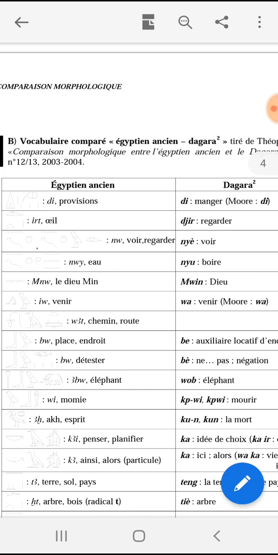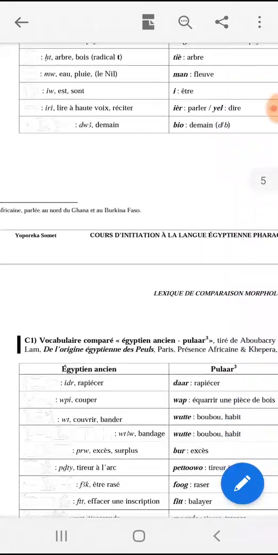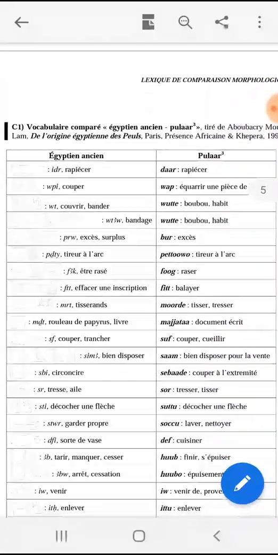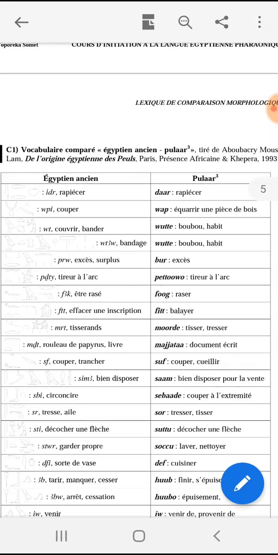In Medu Netcher, you have nui, meaning water. In Dagara, you have niu, meaning to drink. In Medu Netcher, you have menu, which is the god Min. In Dagara, you have the word Muin, which means God. As you can see, there are a few other examples, but I want to make this brief. Now, comparison between ancient Egyptian, Medu Netcher, and Pular.